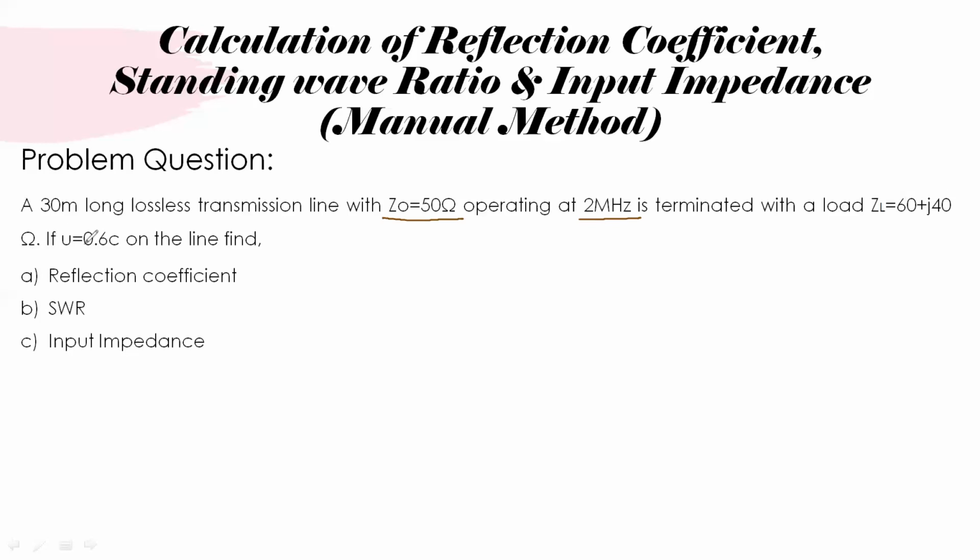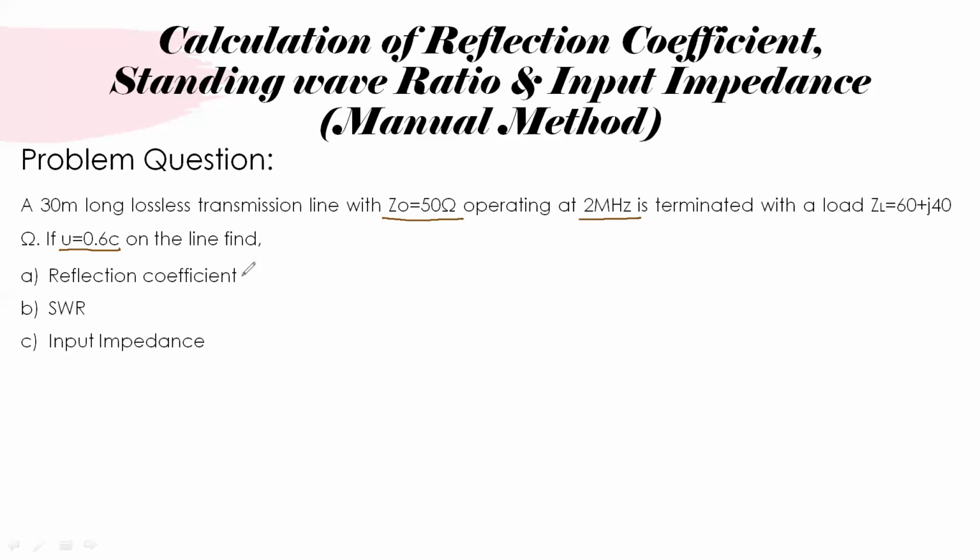Go to the next line. u equal to 0.6 c, so u is called velocity. 0.6 is multiplied with c, where c is the velocity of light, that is 3 into 10 to the power 5 meters per second on the line. Then find the values of this.